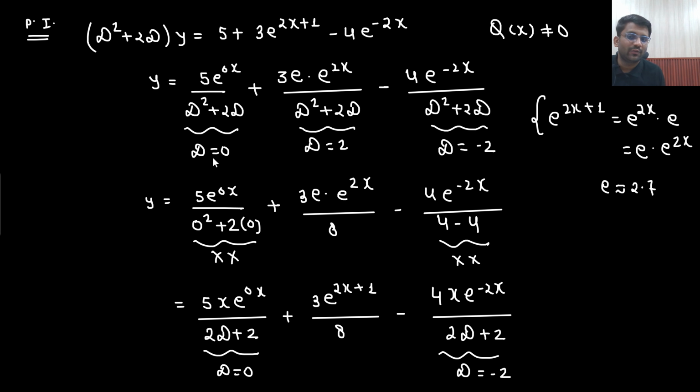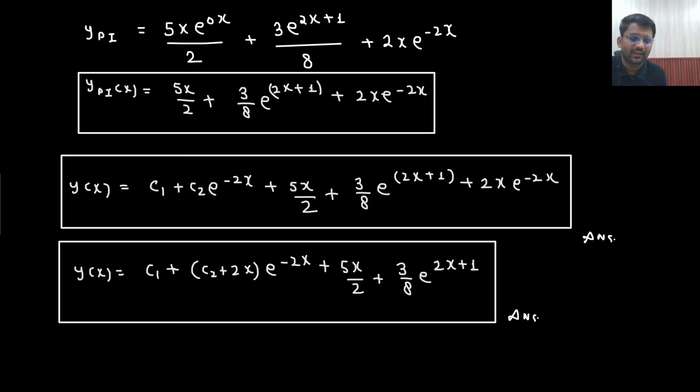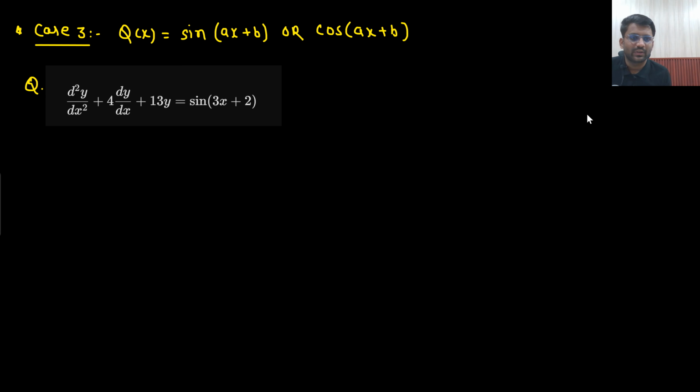But after that, in place of d you need to put 0 here, d equals 2 you need to put. In the sinusoid and cosinusoid case it will be something different. What different would be there, that we will see. So yes, I will add the video. Okay then, let's take the next case, sin ax plus b or cos ax plus b. This case we are supposed to take now.